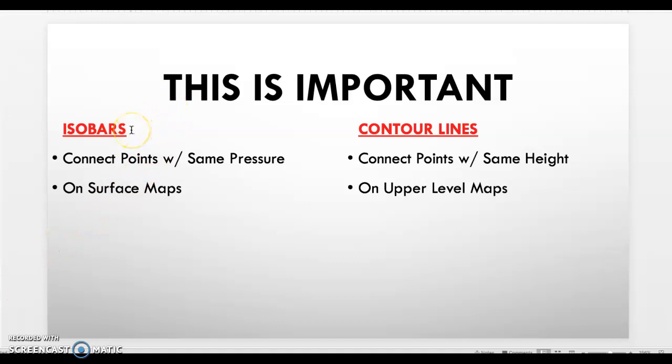Remember, isobars are for surface maps. They connect points of the same pressure reading, or similar. They go in 4 millibar differentials. Contour lines are for upper level maps. They connect points with the same altitude at the same pressure.